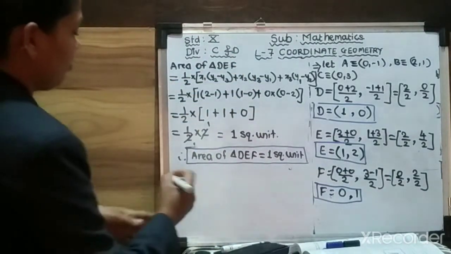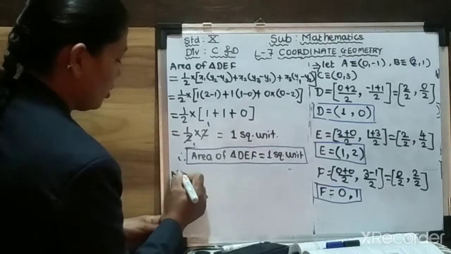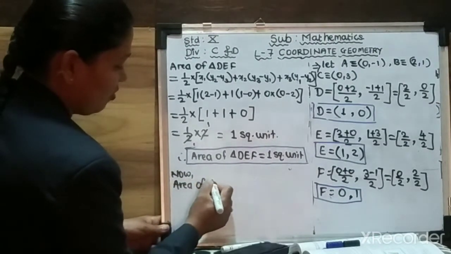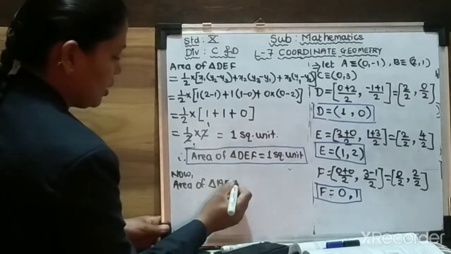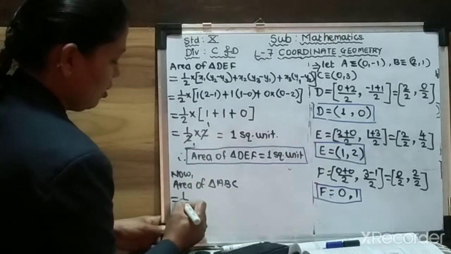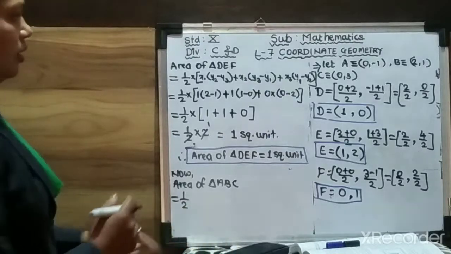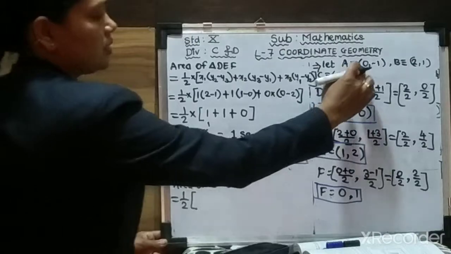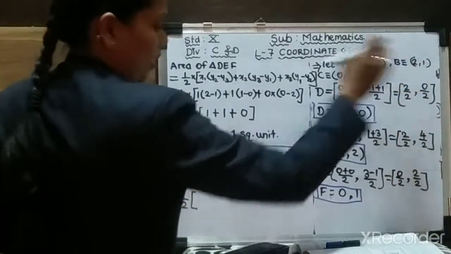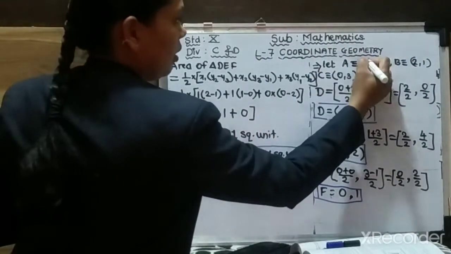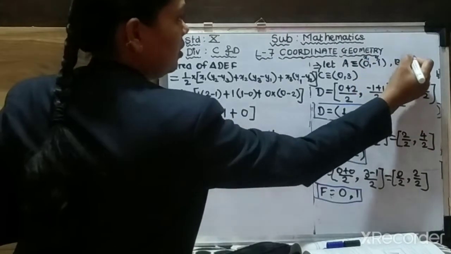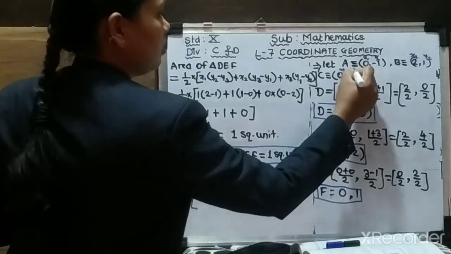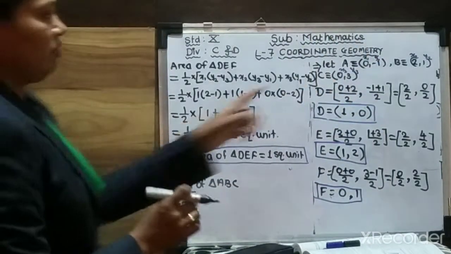In a similar way, we will find out the area of triangle ABC. Now, no need to write the formula again. Simply, directly you put it. So, I'll write here x1, y1, x2, y2, and x3, y3. Good. So we will write accordingly.